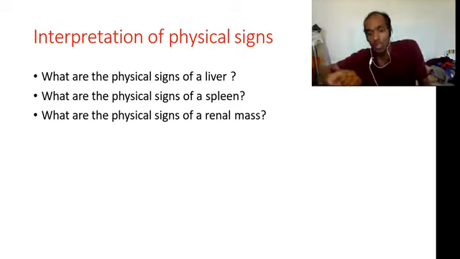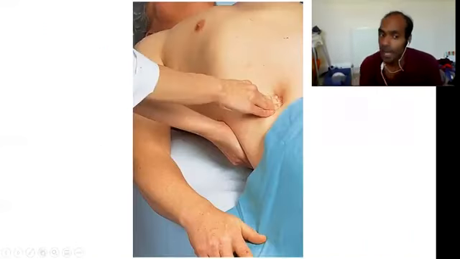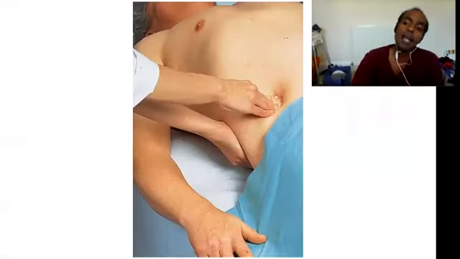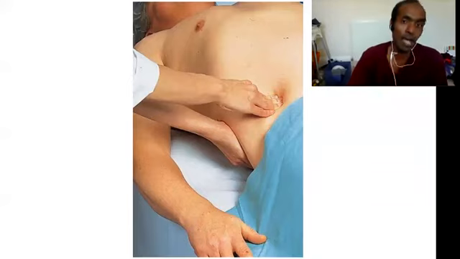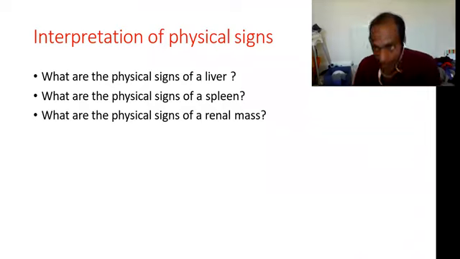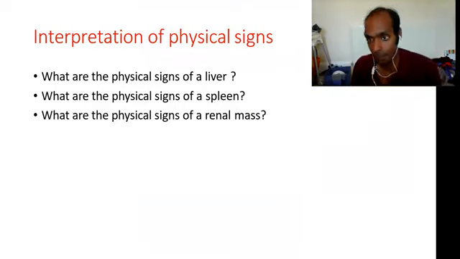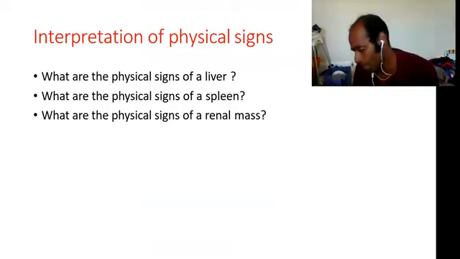Bimanually. So I showed you the technique for looking for bimanually palpable masses, right? Like that. So it is bimanually palpable and ballotable. The location is in the loin region. It moves minimally with breathing. These are all physical signs of a kidney.